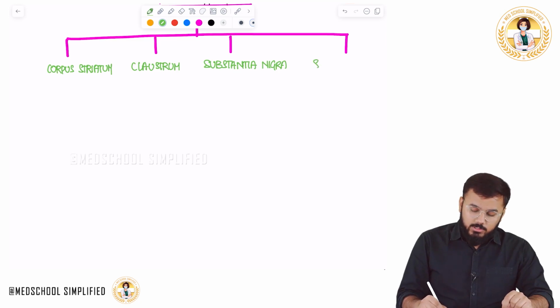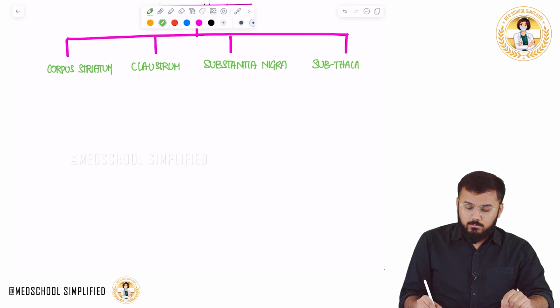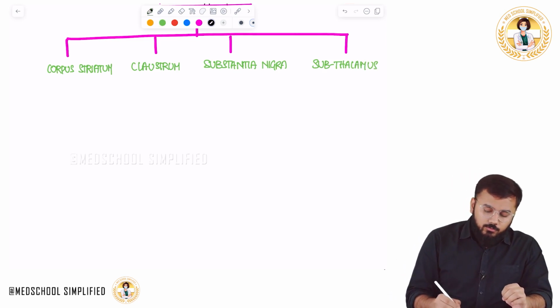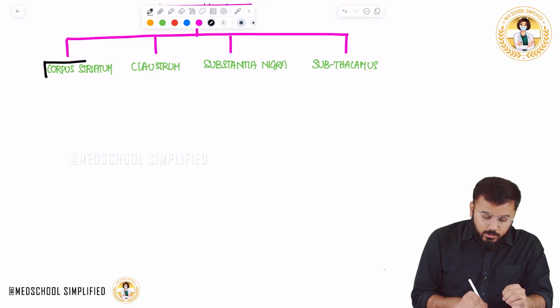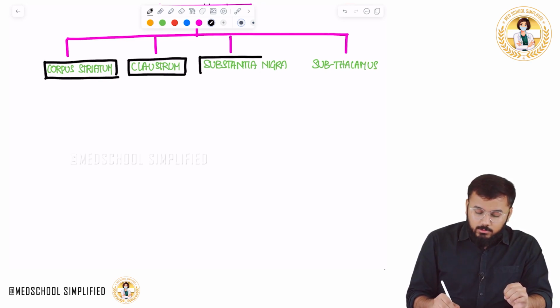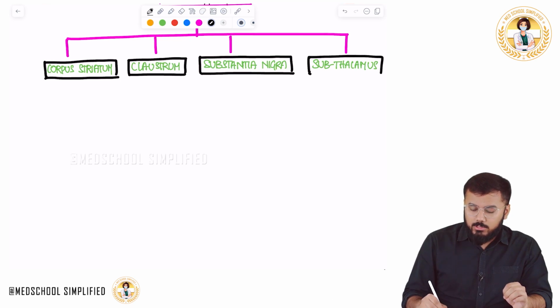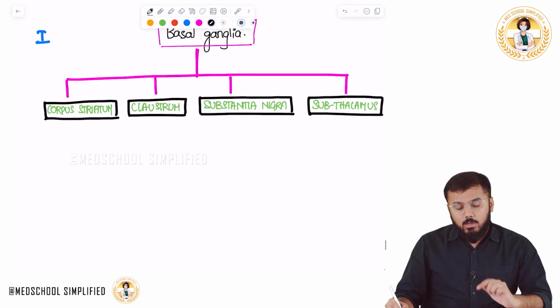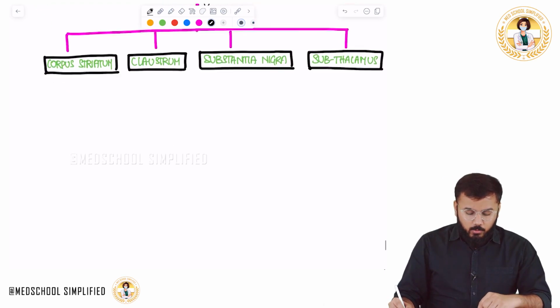Fourth one is called as your subthalamus. Now, so these are the 4 important things. First one you call it as a corpus striatum. Second one you call it as a claustrum. Third one is called as substantia nigra, and the fourth important thing is called as your subthalamus. So this is how the basal ganglia is divided into 4 important parts.